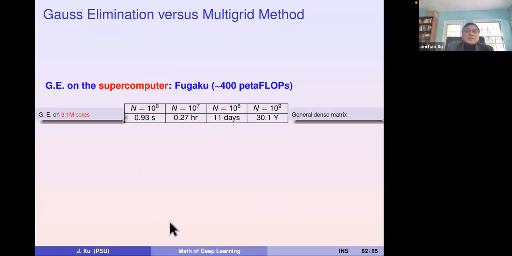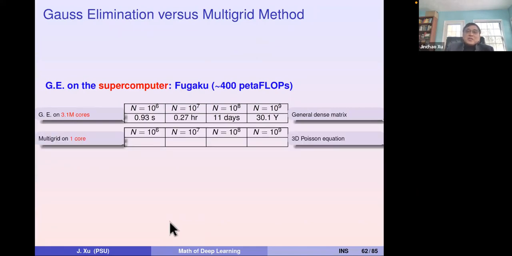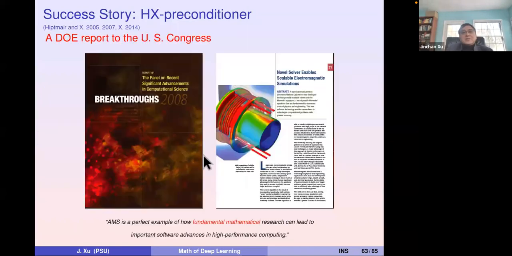And if you come back to this, if you use Gauss elimination and compare with multigrid, for 1 million unknowns, even running multigrid on my laptop with one core, you need only a quarter of a second. This is a linear method, so 2.5 seconds for the next size. For 1 billion, I only needed 250 seconds. But the other one takes years, and it really is day and night different.